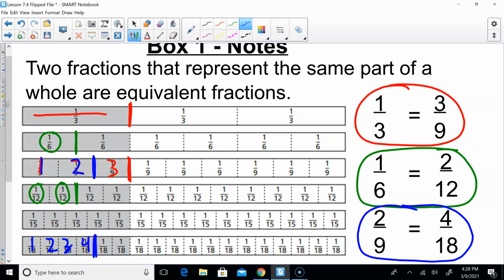So you can pause the video right now and write down some of these equivalent fraction pairs, to get in mind that, yes, sometimes fractions can be equal even though they have different numerators and different denominators.